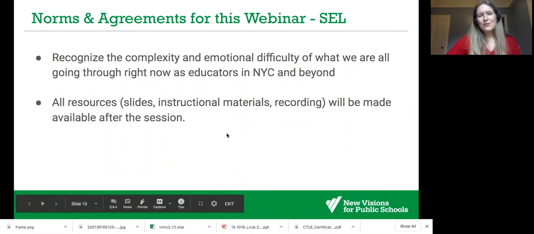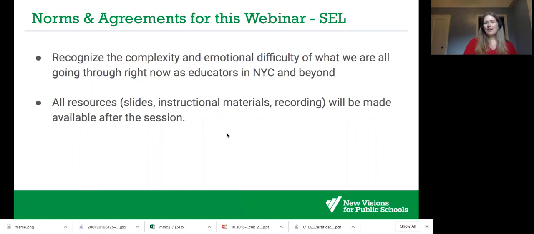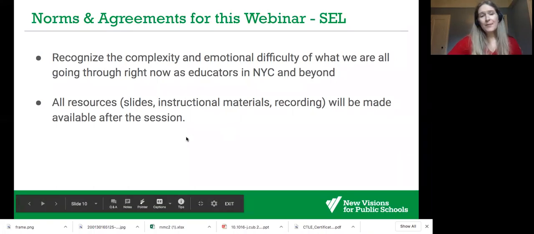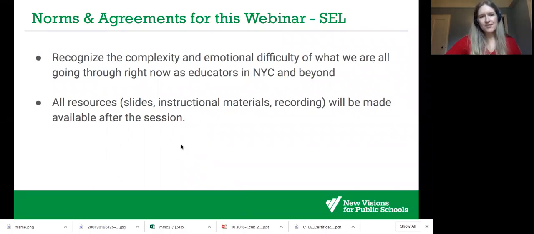And just a reminder in terms of norms and agreements, everyone is recognizing the complexity and the emotional difficulty that our students in particular and ourselves are going through in this time, and using that as a lens throughout the entire webinar, thinking about our resources and forefronting flexibility and concern for our students and ourselves during this time. And a reminder that all the resources, the slides, and the recording will be available to you after the session. I'll send you an email with everything, and everything also is available on the website.